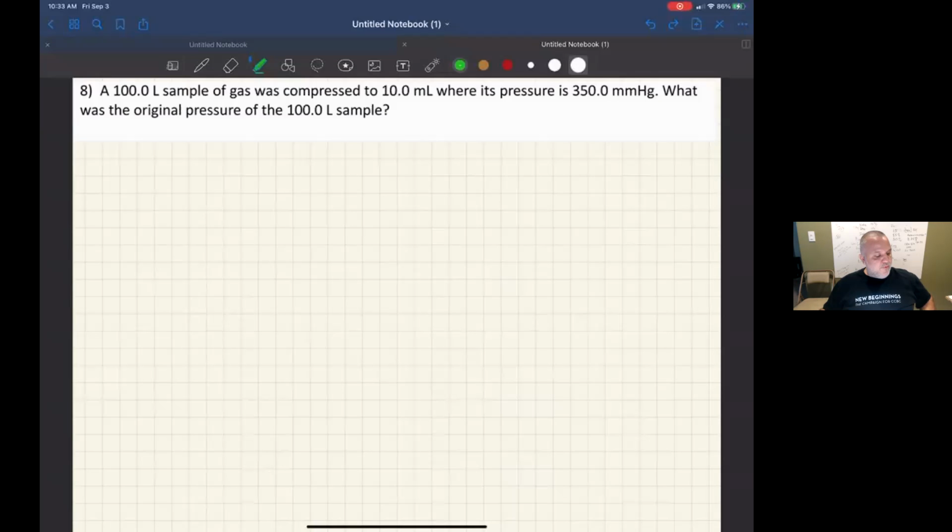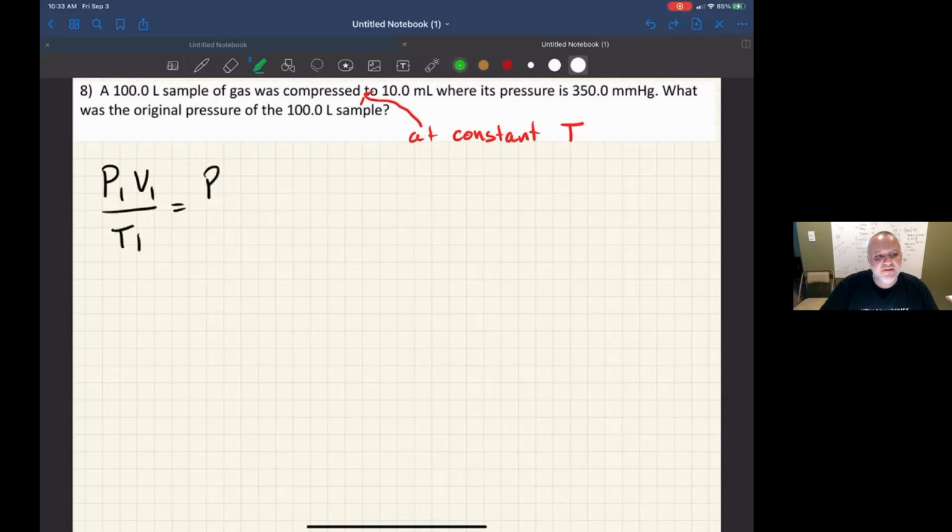Okay, here's another problem where I'm taking a gas and changing the conditions that it's experiencing. I have a 100-liter sample. I'm going to compress it down to 10 milliliters. So I'm changing the volume. Now, that might change other things as well, and that's what we're going to figure out. Your worksheet should say to assume a constant temperature, so that this process happened under constant temperature.